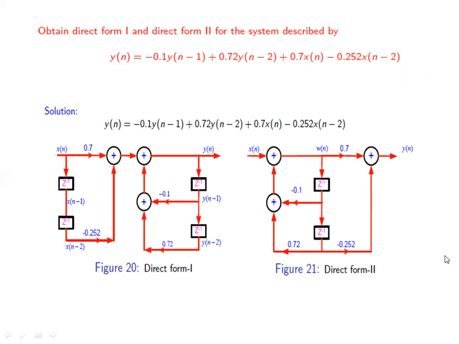Here we have one change in this part: we have x of n and then directly x of n minus 2. That means the in-between portion is 0 here. So directly after 2 delay elements, we are going to add that function. That is the only change in this particular example. Rest all is the same.